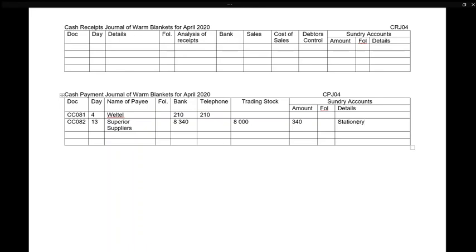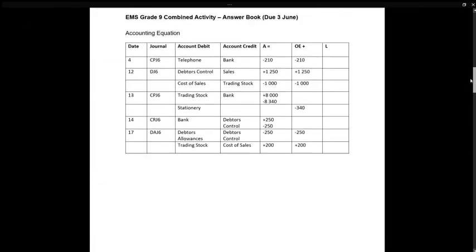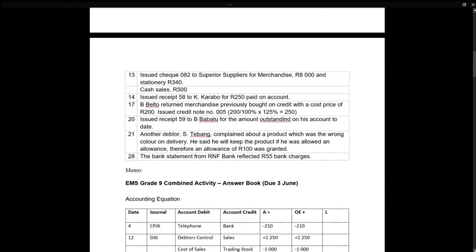Right, stationery, there we go. Done with that transaction. Let's have a look at the next one. No, we're not done. On the 13th, still cash sales of 500 Rand. We need to calculate cost price.